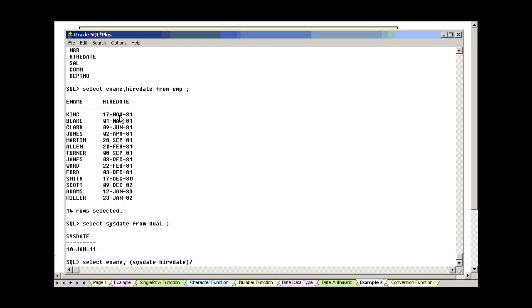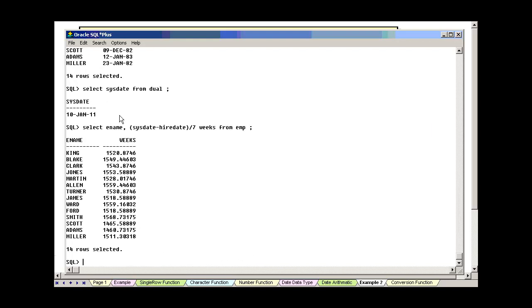So therefore I divide by 7, so that's the number of weeks, and then I do an alias weeks from EMP. Okay. So essentially what it says is that King has worked for 1520 weeks, 0.87. Right. So this is how you're going to solve the first question I asked you: how do I find out how many weeks the employee King has been working for.